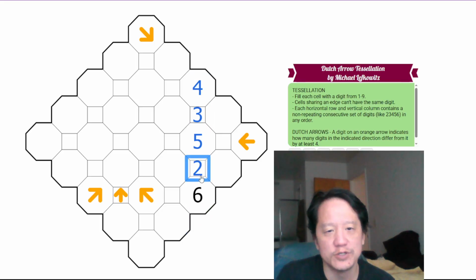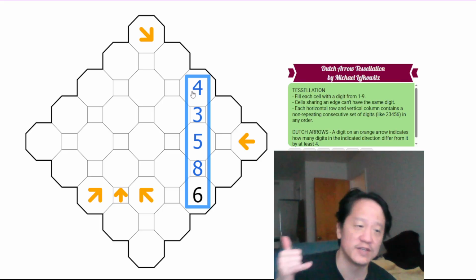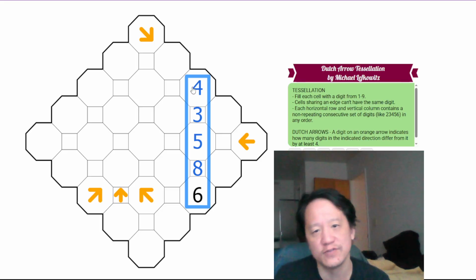But as an example, this would be valid. As an example that does not work, say we had an 8 here. That would not be valid because they don't form a set of consecutive digits, right? 3, 4, 5, 6, 8 is not consecutive.